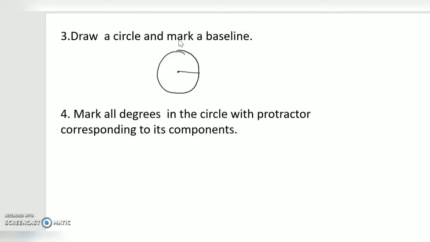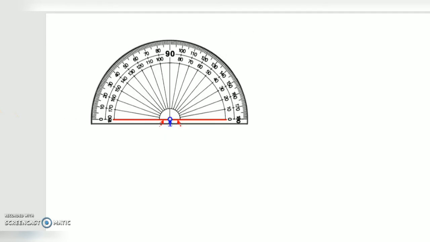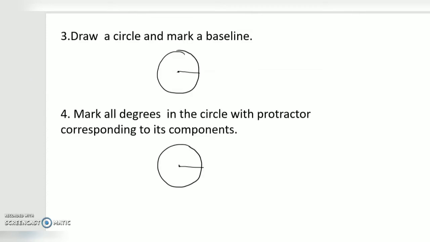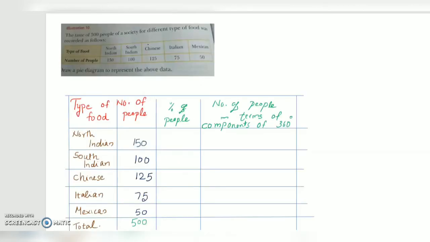Then the fourth step. What is the fourth step? Mark all degrees in the circle with a protractor. In this circle we have already drawn one baseline. Then in the fourth step we have to use a protractor. You know what a protractor is? This is a protractor. With the help of this protractor we can find the angle values in this circle. Okay, now we can do one example, then it will be clear for you.